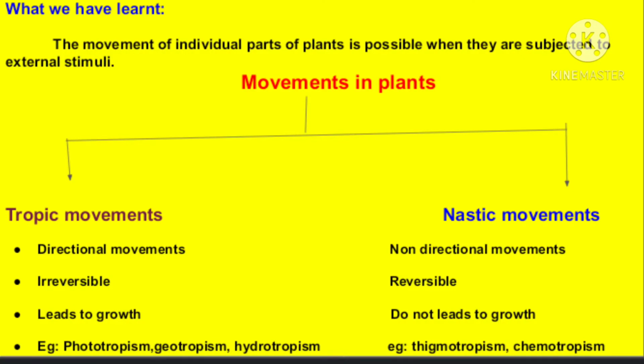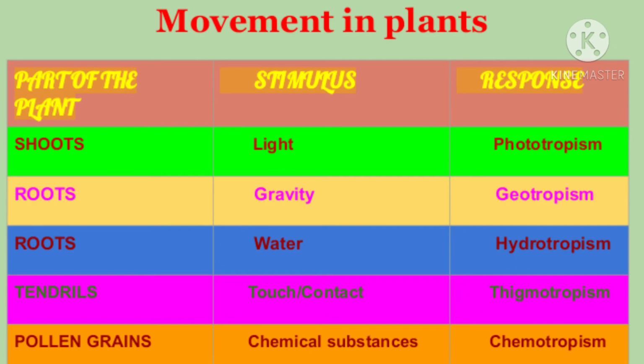The movement of individual parts of plants is possible when they are subjected to external stimuli. Movements in plants are divided into two types: tropic movements and nastic movements. Tropic movements are directional movements and the changes are irreversible and they lead to growth. Examples: phototropism, geotropism and hydrotropism. Nastic movements are non-directional movements and they are reversible. They do not lead to growth. Examples: thigmotropism and chemotropism.